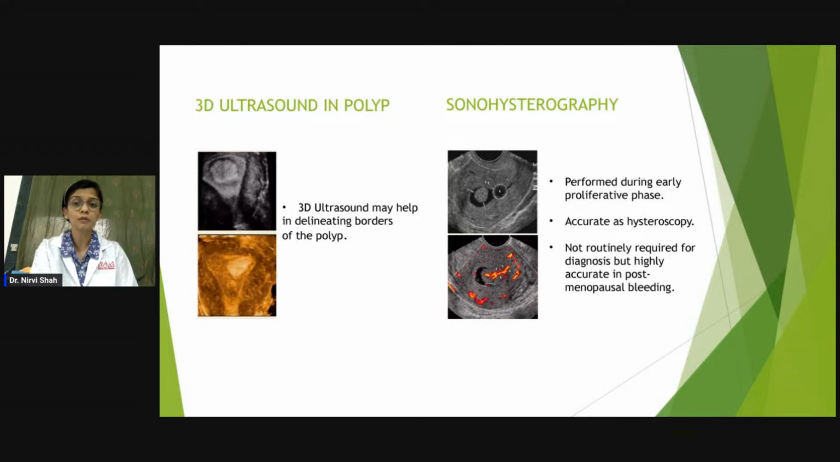In postmenopausal bleeding, many times the endometrial thickening is diagnosed, but many times it's a polyp. So, in such cases, sonohysterography is of use to differentiate whether it's an endometrial polyp or it is just endometrial hyperplasia.